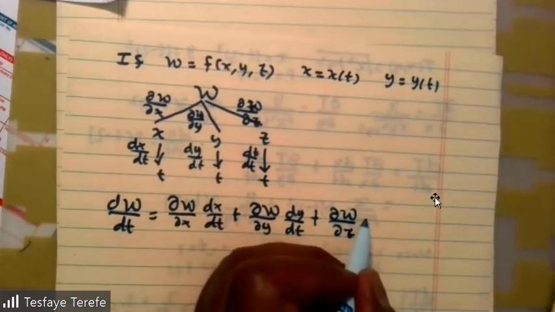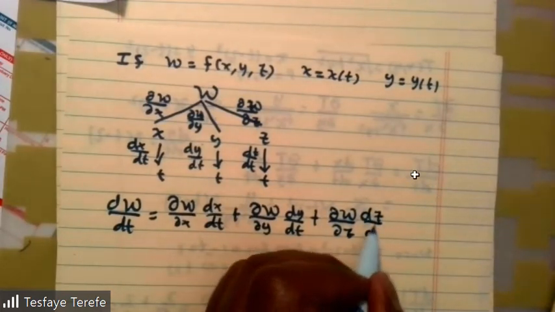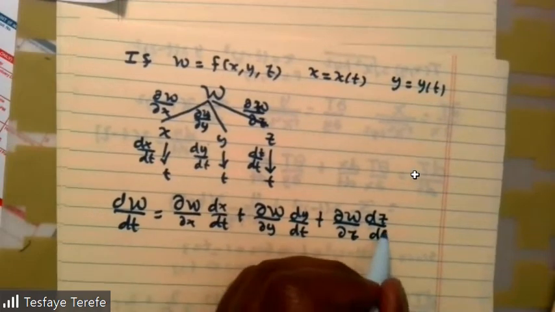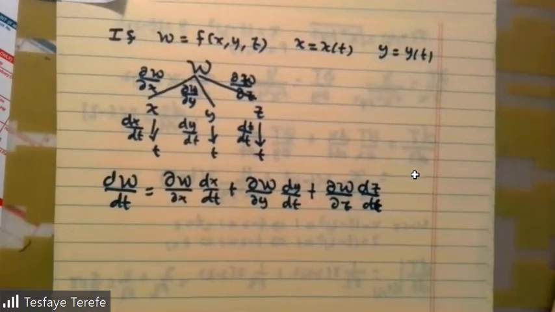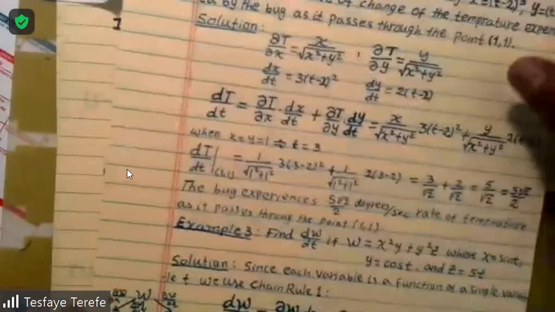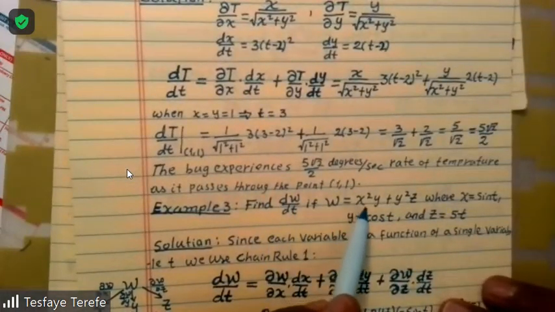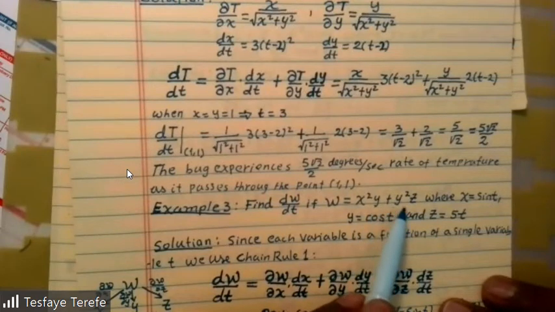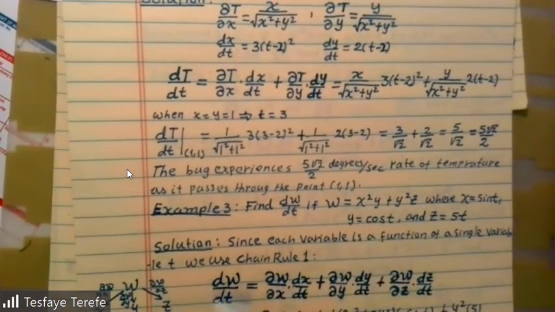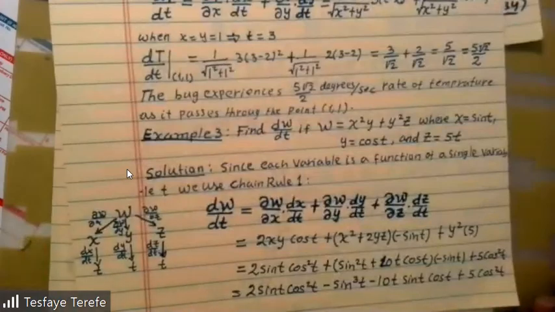You do the same thing here. And I'm not going to spend the time for this. If I give you a function of 3 variables with 1 input, you can handle it. And if you want, you can do this at home. Find dw/dt if w is equal to x squared y plus y squared z, where x is equal to sine of t, y is equal to cosine of t, and z is equal to 5t. And your answer will be this one. You can really handle it. Now let us look at chain rule 2.